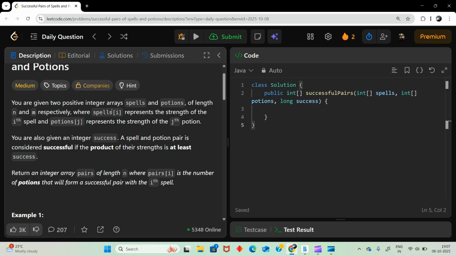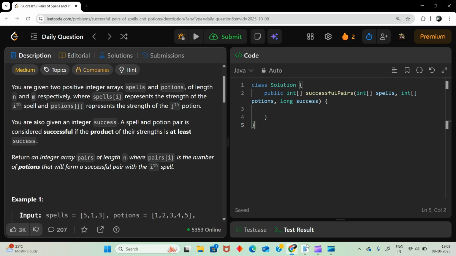You are given two positive integer arrays, spells and potions, of length n and m, where spells[i] represents the strength of the ith spell, and potions[j] represents the strength of the jth potion. You are also given an integer success. A spell and a potion pair is considered successful if the product of their strength is at least success.